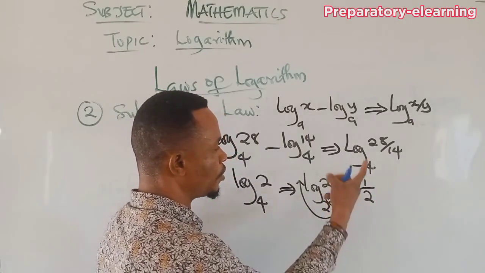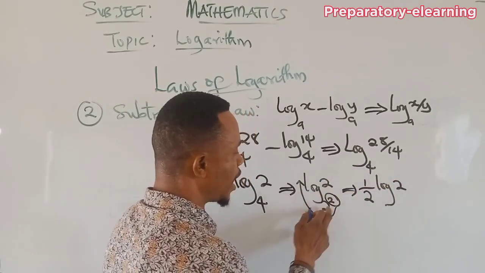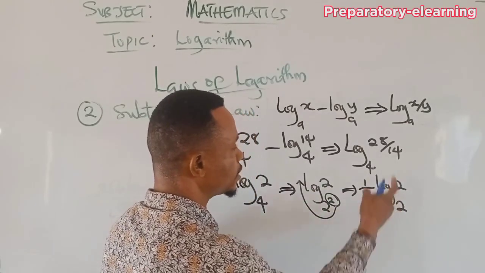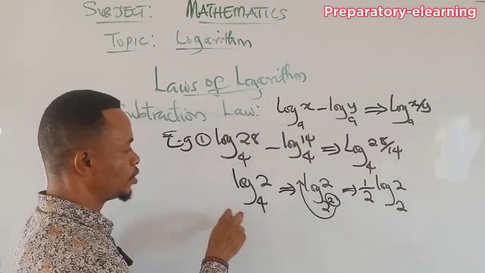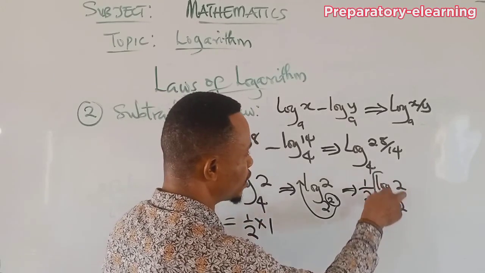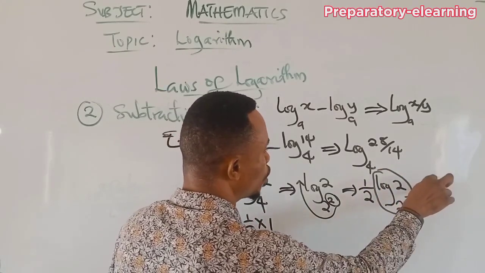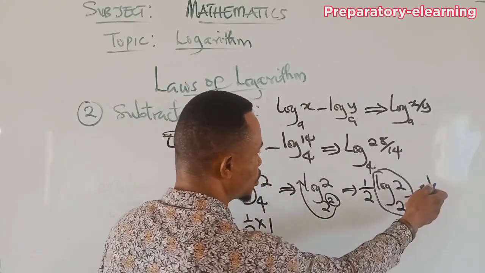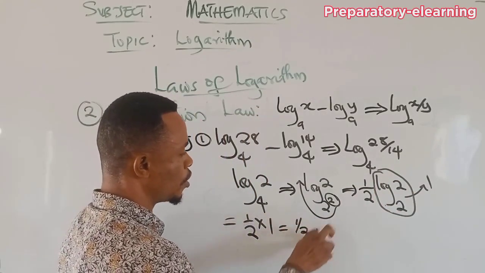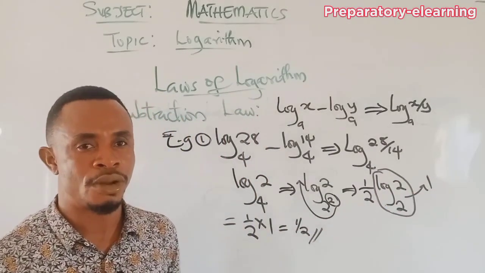If the power was 4, you have 1 over 4. Then you write the rest of the things you have there, log 2 and this base 2. You can now see that the number and the base are the same. So what do we have there? To solve that further, we have 1 over 2 times 1. Don't forget that log of a number 2, that the base is the same, 2 is what? 1. This whole of this is 1. So you now have 1 over 2 times 1, giving us what? 1 over 2. So that is a simple application of subtraction law.